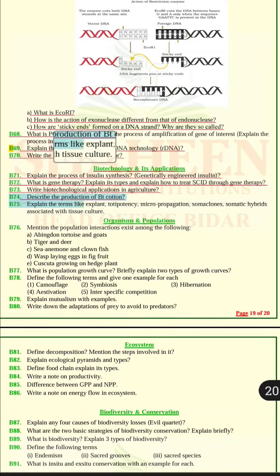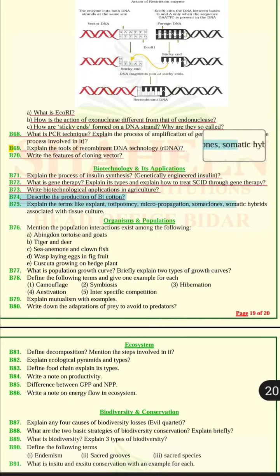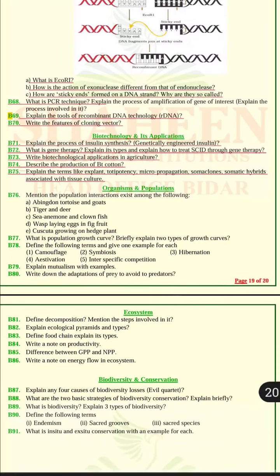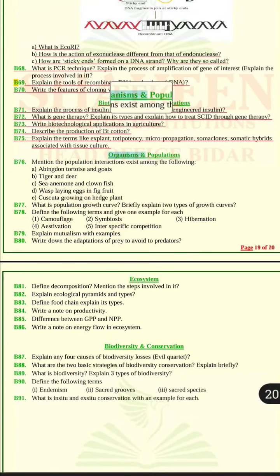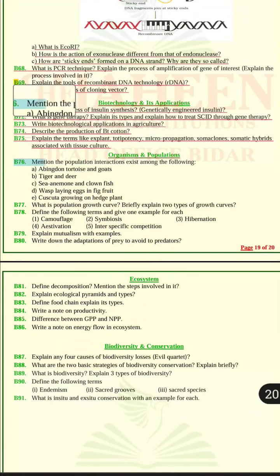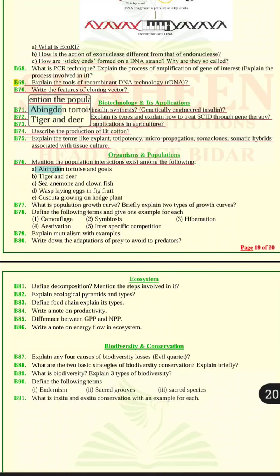Question number 75, explain the terms totipotency, micropropagation, somaclones, somatic hybrids associated with tissue culture. And move to the next chapter. We have organisms and populations. In this, question number 76 is mention the population interactions that exist among the following. And question A is among tortoise and goats, and B is tiger and deer.